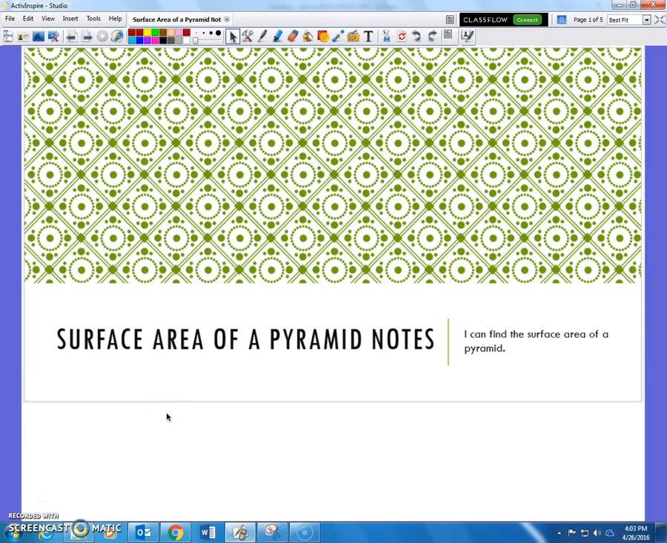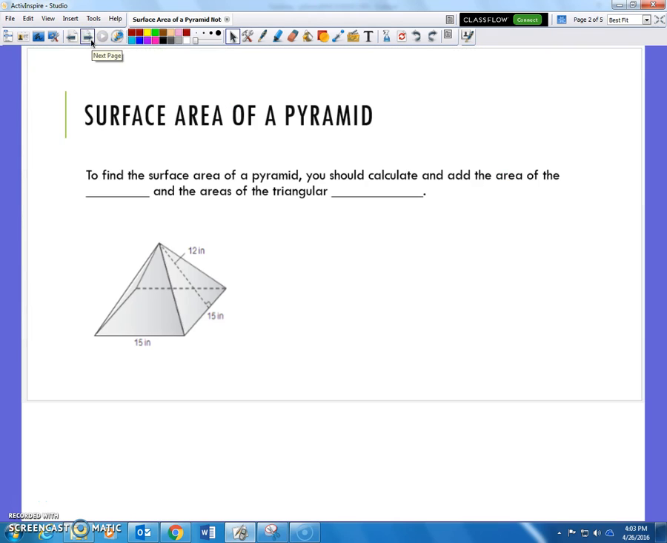Alright, this is Mr. Gillum, and today we're going to learn about the surface area of a pyramid. And it's very similar to the surface area of a prism, except we have a different number of sides. To find the surface area of a pyramid, you have to add the area of the base and the areas of the triangle faces, or what we might call the sides. On our pyramid here, we have triangular sides. So we're adding 4 triangles together, and we have one base.